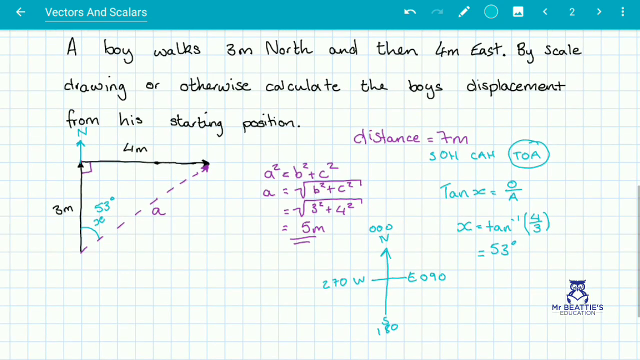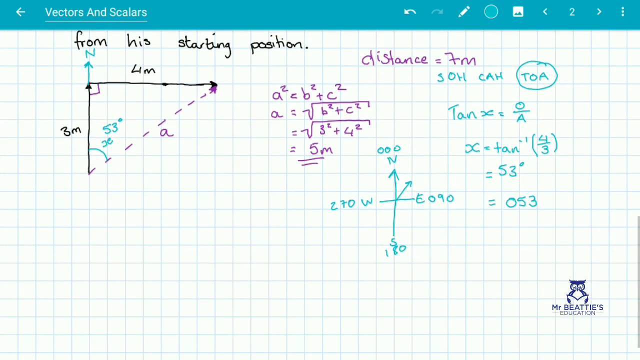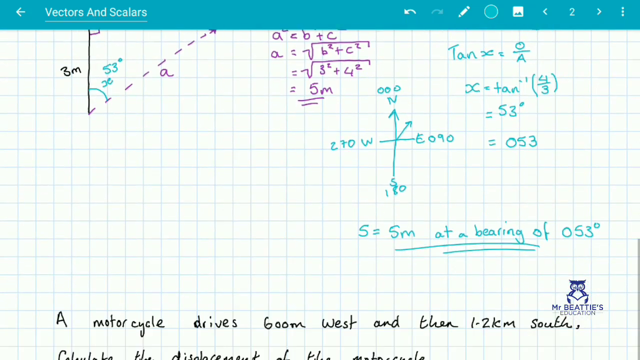So if we have 53 degrees, it means we're up in here going in that direction. And to write that as a bearing, that 53 degrees would become a bearing of 053. So our final answer for this question is that the displacement of the boy, S, is equal to 5 meters at a bearing of 053. And we have to have a wee degree sign up there. So 5 meters at a bearing of 053 degrees.